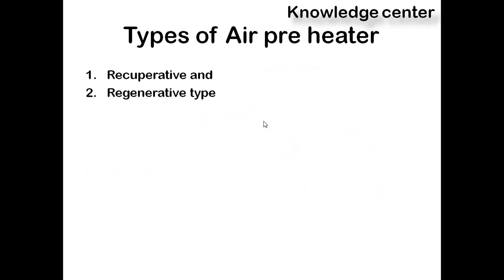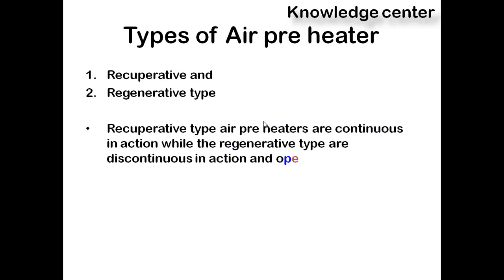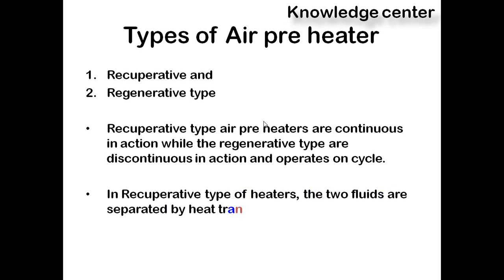Recuperative is generally continuous in action, whereas the regenerative is discontinuous in action and operates on a number of cycles. Here we have a detailed picture and understanding of the recuperative type of air preheater. In the recuperative type of heaters, the two fluids are separated by a heat transfer surface. The two fluids here are the air and the flue gas, and those two are separated by a heat transfer surface.